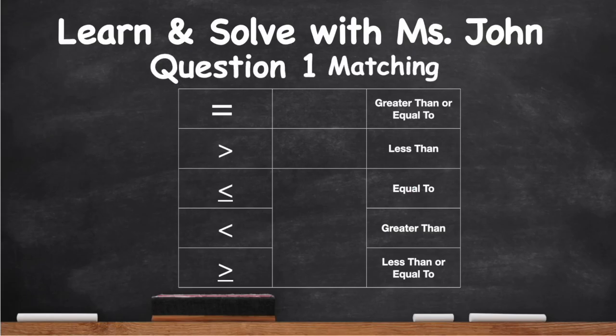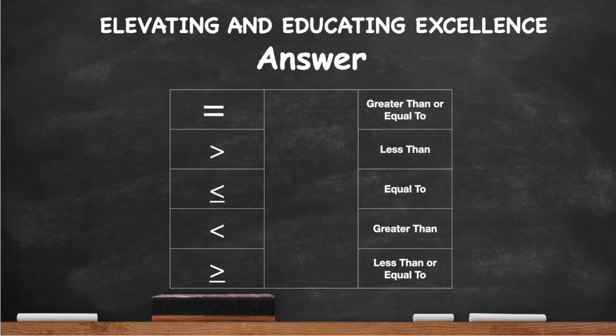Question number 1, matching. So you're going to match the left column with the right column. And don't forget to download the video worksheet to help you solve for the answer. You got this. Answer. First row represents equal to. The second row represents greater than. The third row represents less than.